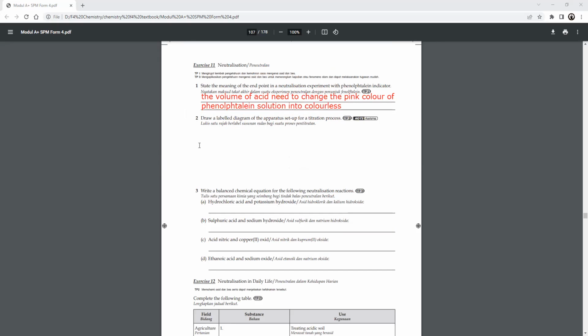Now draw the setup of the apparatus in the titration process. All right, this one. Here, you need a retort stand.